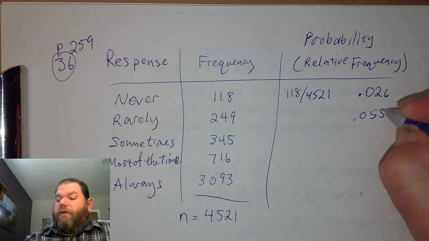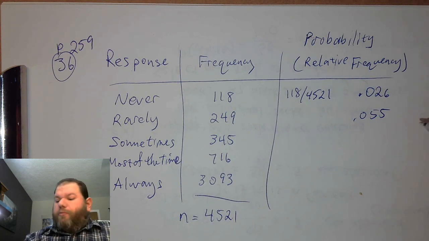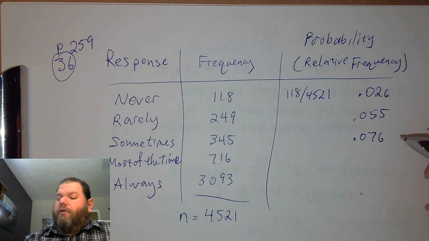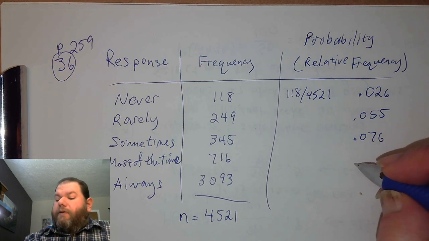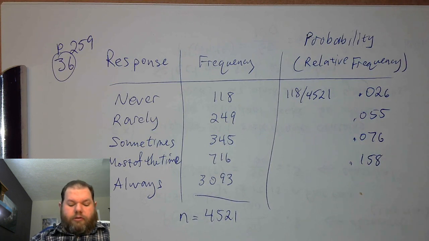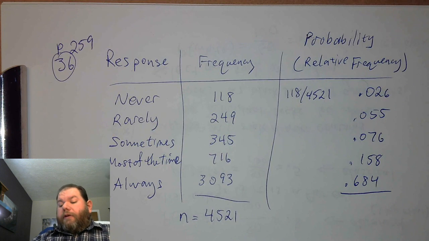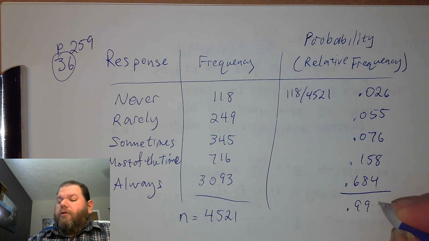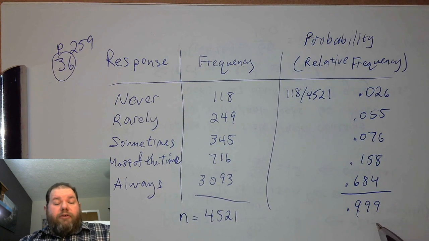This is 0.055. 0.076. 0.158. And 0.684. Now if we add these together, it actually comes out to 0.999. Doesn't equal 1. Well, why do you think that happened?